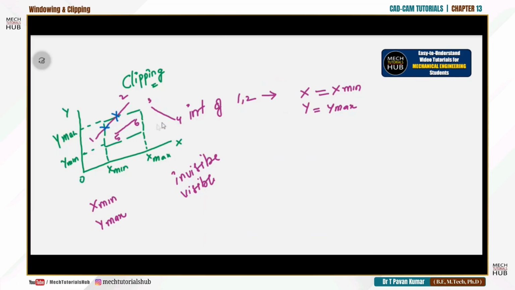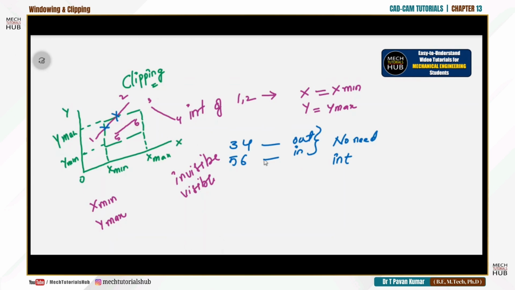Now this intersection has to be calculated for the line which is actually cutting or in touch with the window. Line 3, 4 is completely outside and line 5, 6 is completely inside the window. So there is no need to find the intersection for these two. In actual practice, a program is written and fed to the system or the software in such a way that the intersection is done automatically.